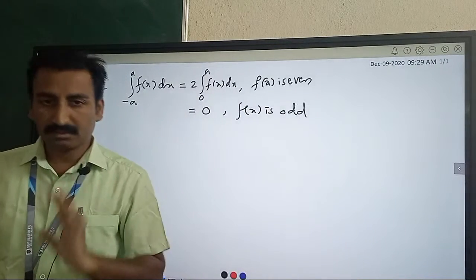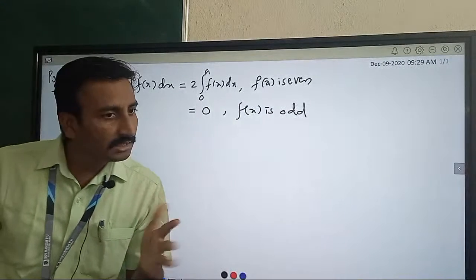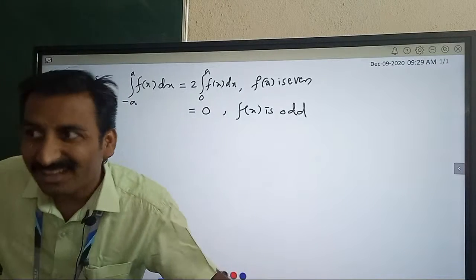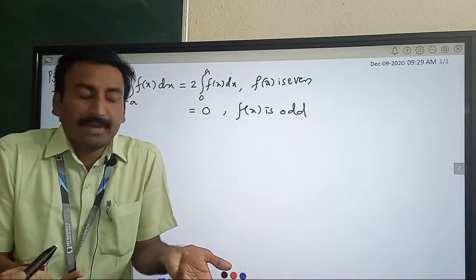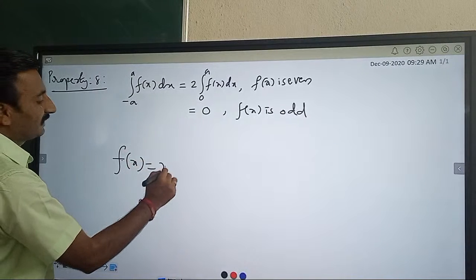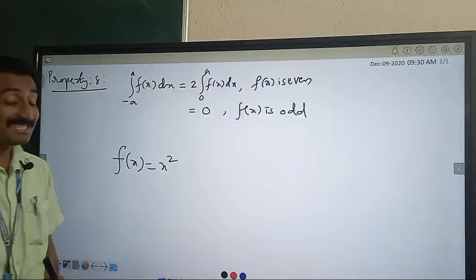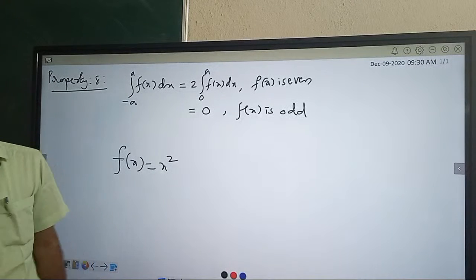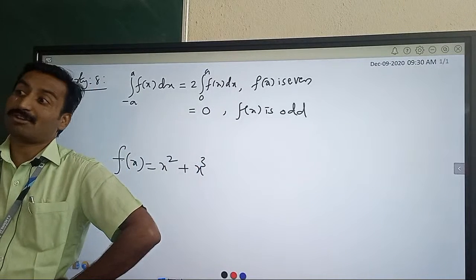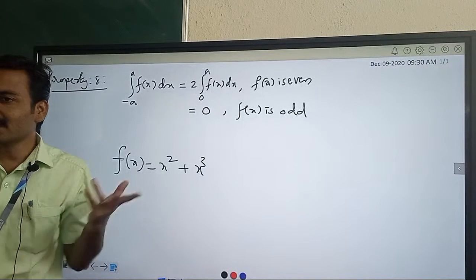Sometimes please remember, a function that is given to you is not necessarily even, not necessarily odd. It may be neither even nor odd. Say for example, I have a function x square. You say, oh, this is even. If I say x cube, you say that it is odd. But he is very clever, so he will give x square plus x cube. Even or odd? Neither even nor odd it is.